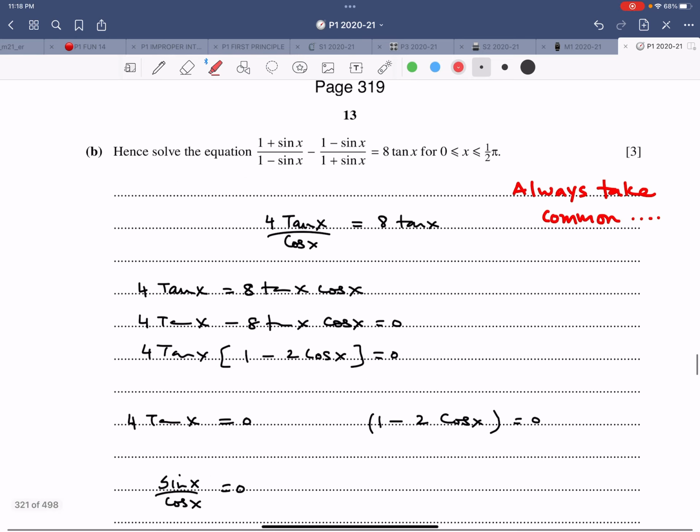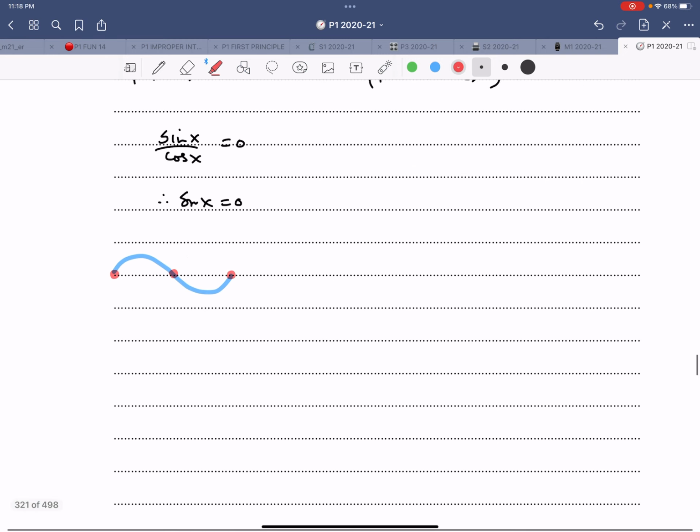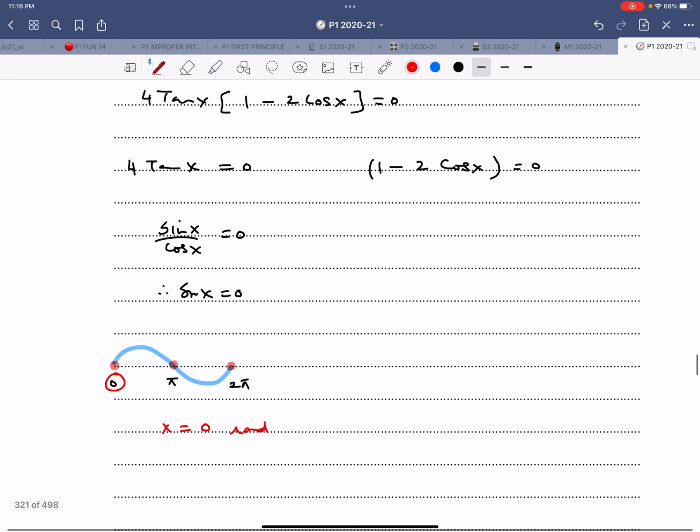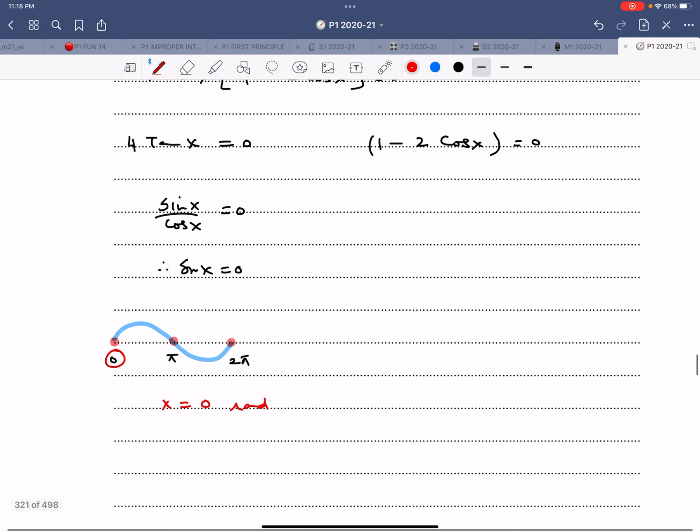The range is 0 to pi by 2. So 0 till pi by 2. So this is 0, this is pi, this is 2 pi. So only this one is applicable. So x is equal to 0 radians only at this point. Now if I were to divide, I would have lost this solution.